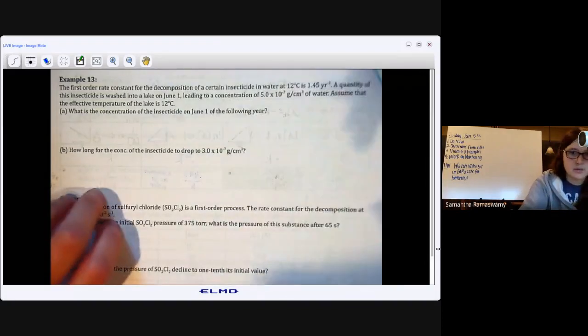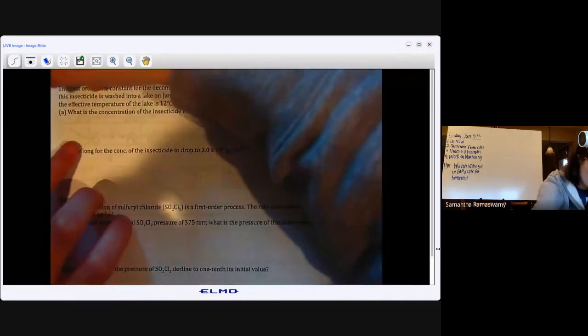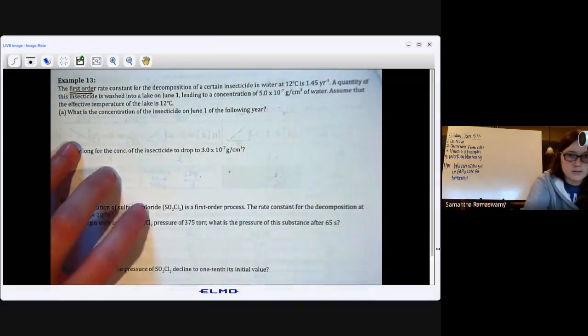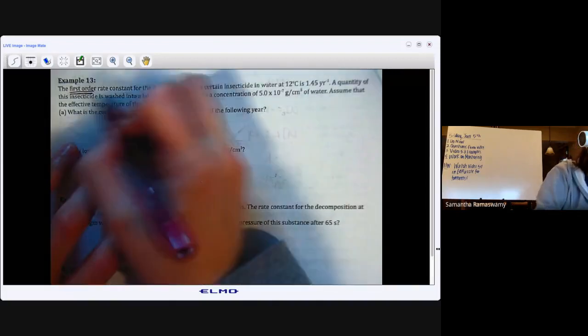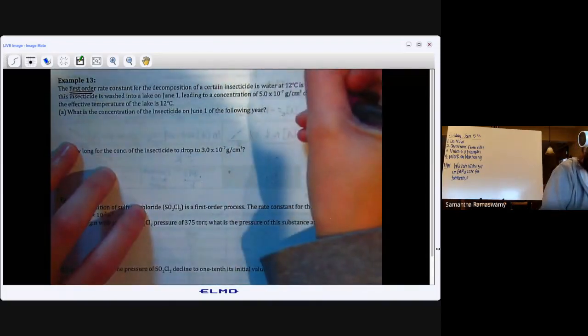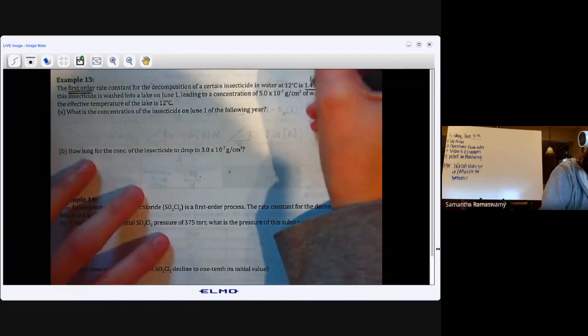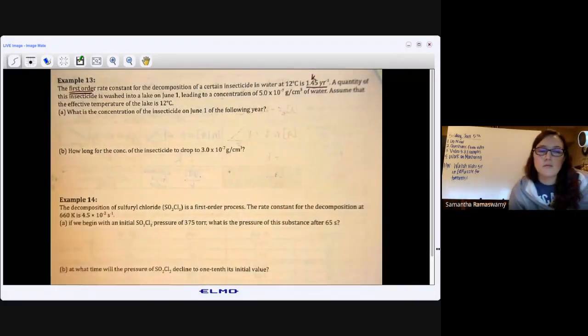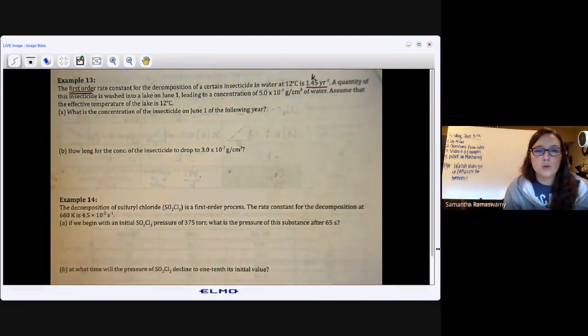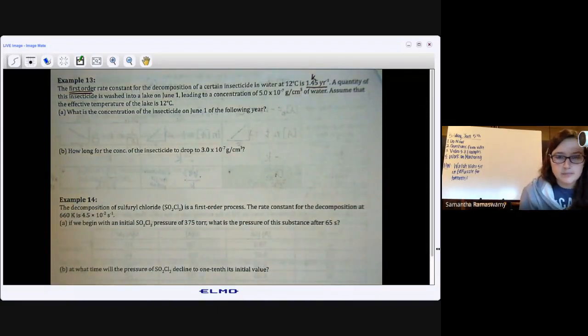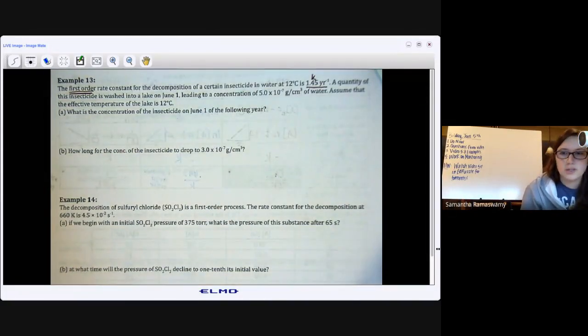There's a couple things that are important here. It says that it's first order, right? So they're telling us the order. And the first order rate constant is 1.45 per year. So that's k. So notice the units are a little different.